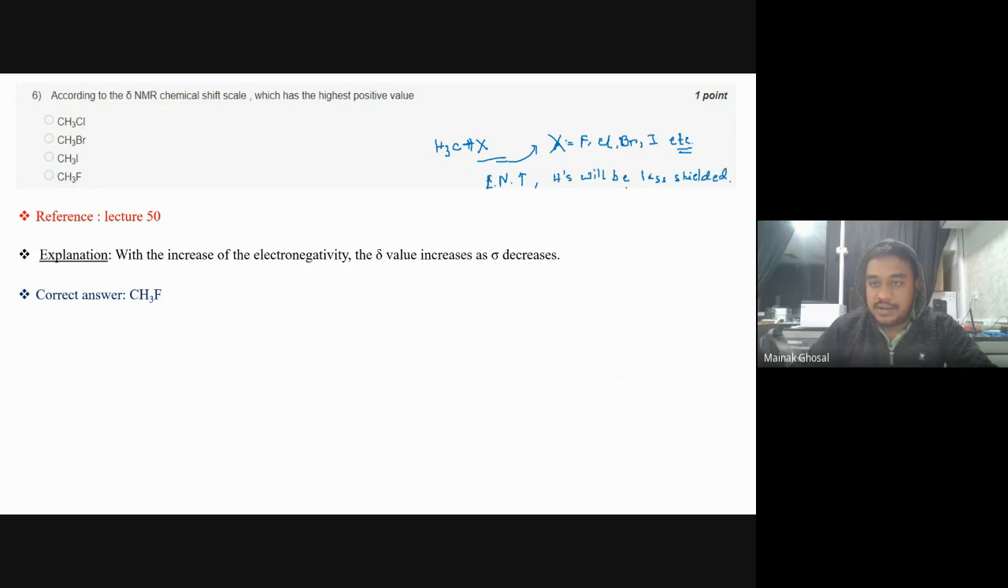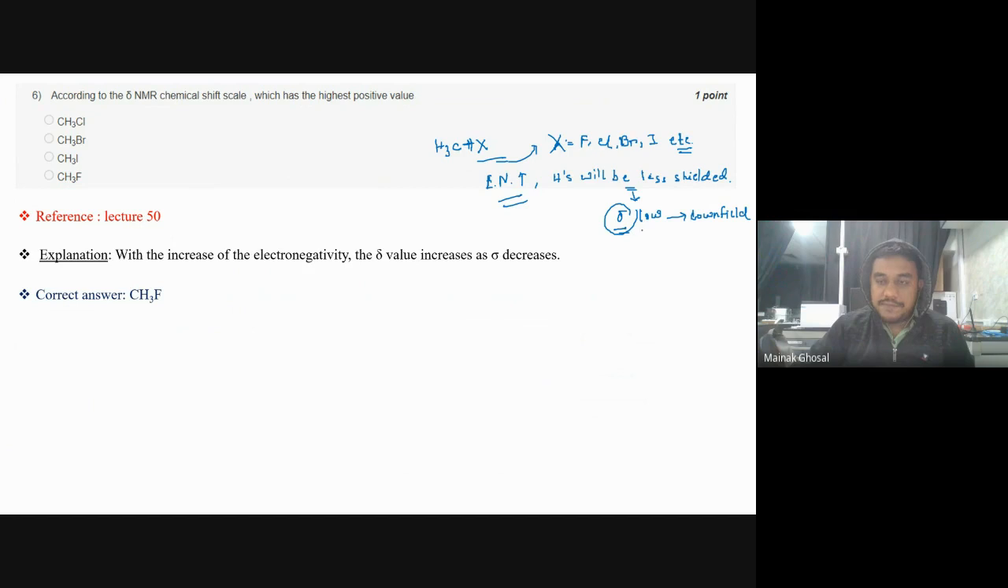And since hydrogens will be less shielded, sigma will be low. So what I'm saying is, if electronegativity of the atom increases, hydrogens will be less shielded. Since it will be less shielded, electron density will be low, and it will oppose the field very weakly. Since it will oppose it weakly, sigma will be low. So will there be an upfield or downfield shift? The shift will be downfield.